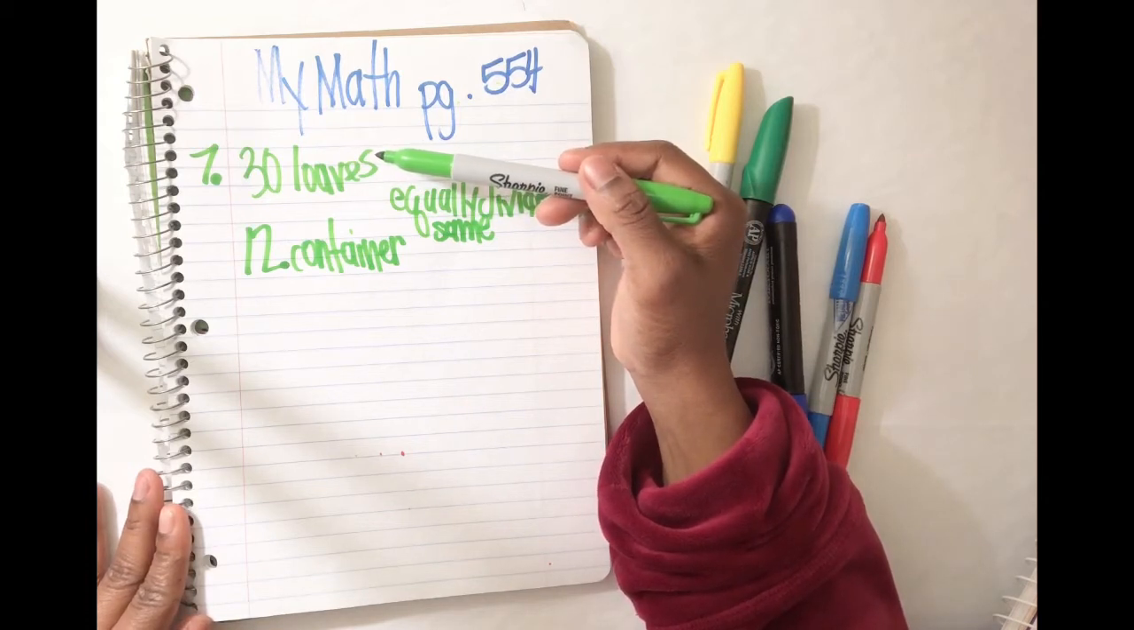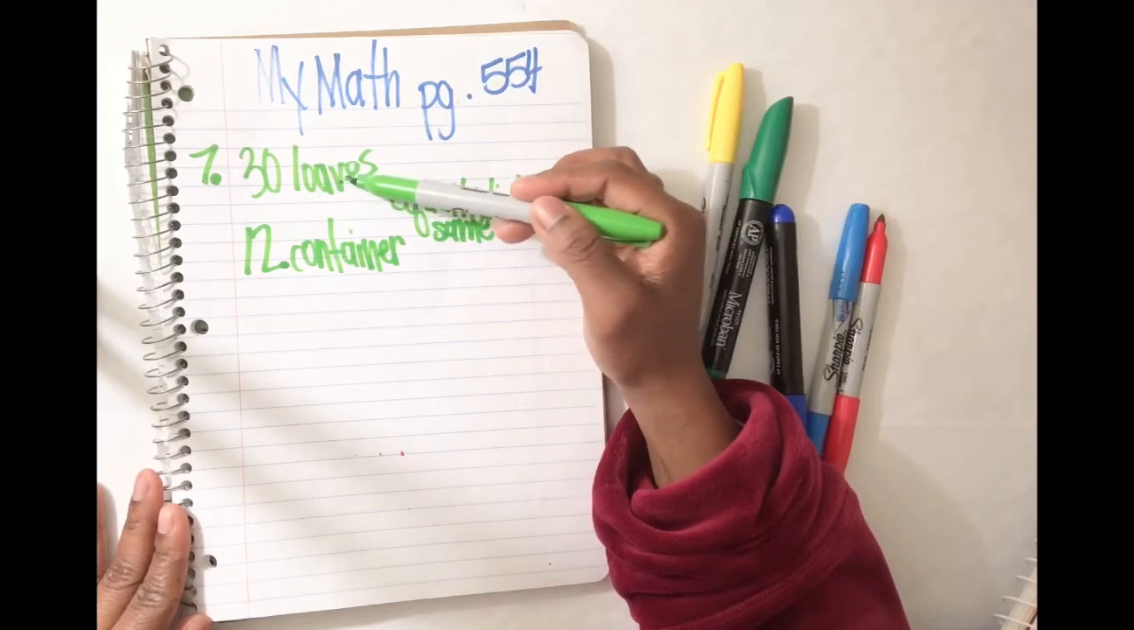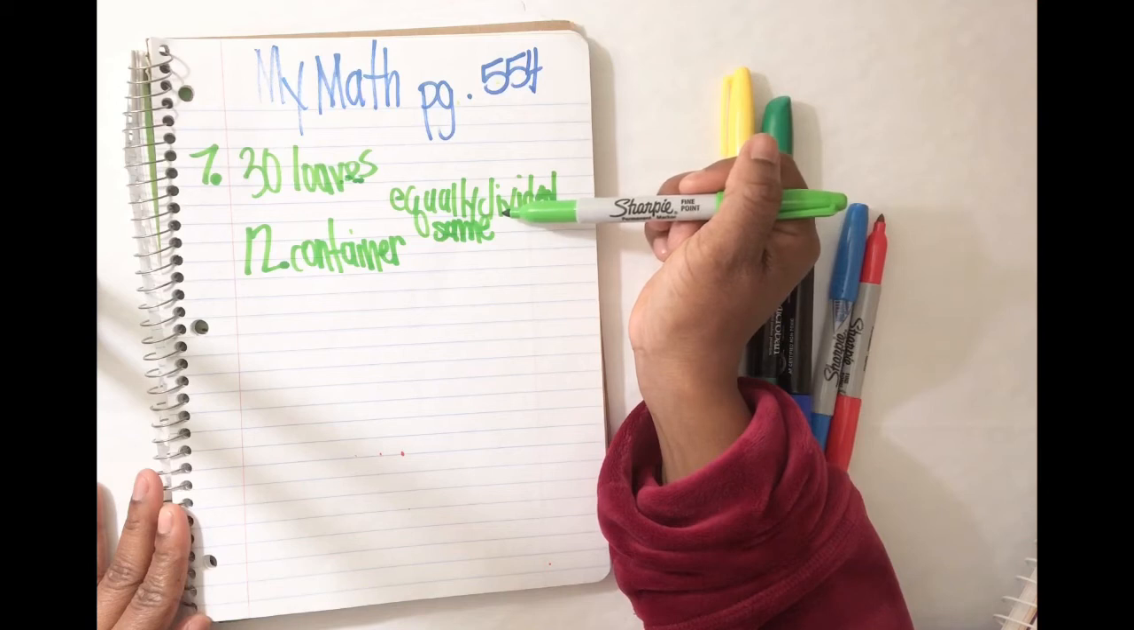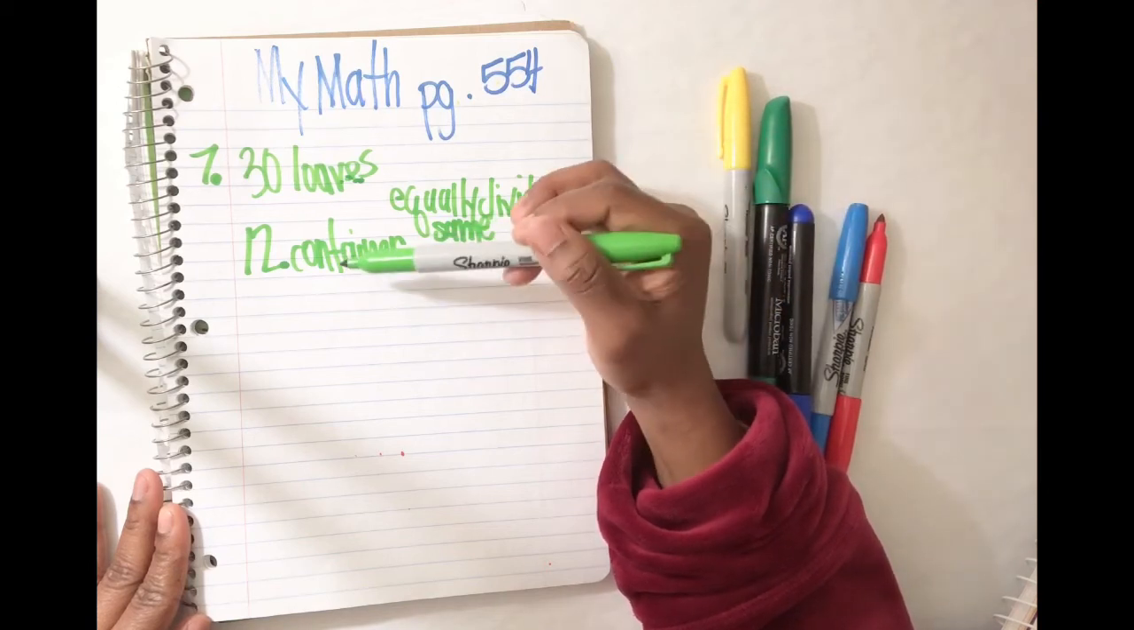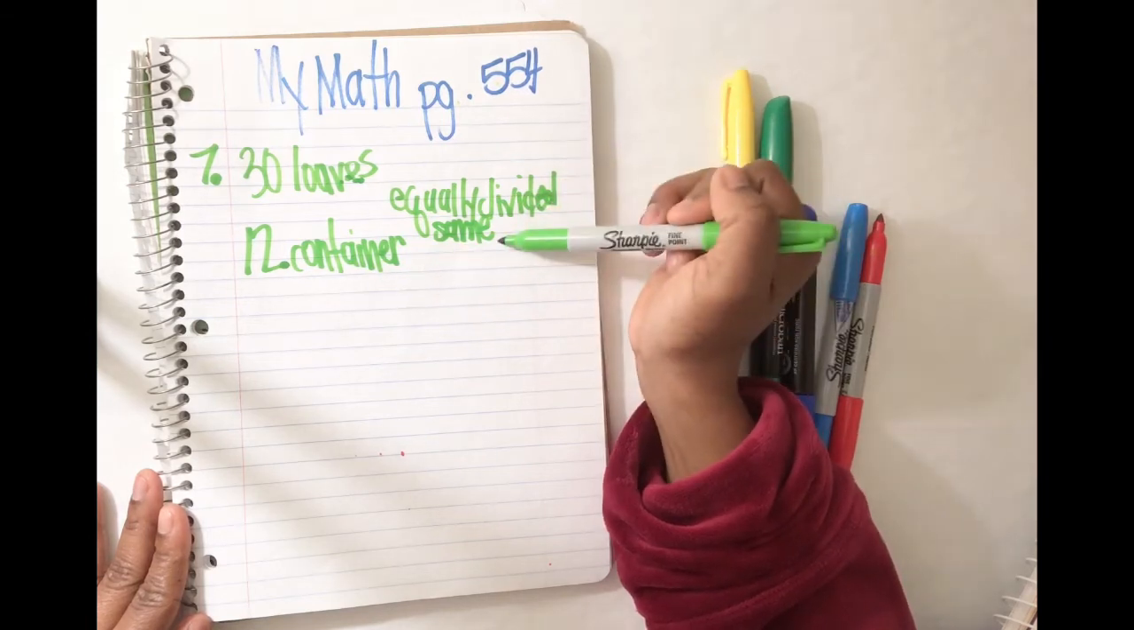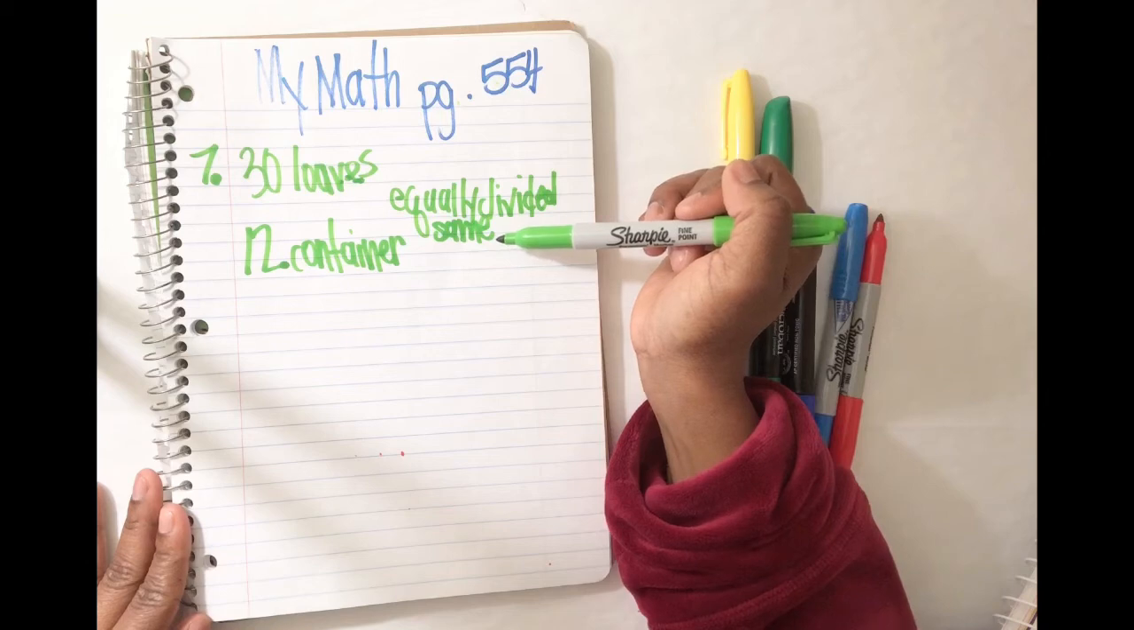The baseball team is selling 30 loaves of banana bread. Each loaf is sliced equally, divided in 12 large storage containers. If each slice is the same size, how many loaves of banana bread are in each container?